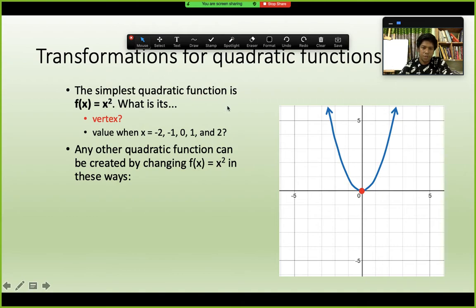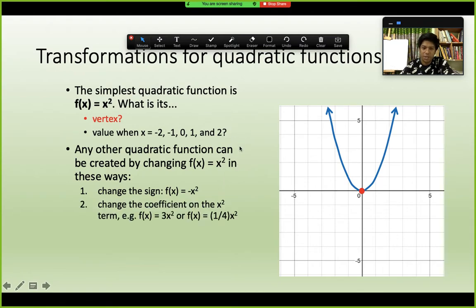And the other information, as you can see here, is the vertex. You can think about if x equals minus 2, minus 1, 1, etc., then what is the value of f(x). By using that, we can actually draw it.